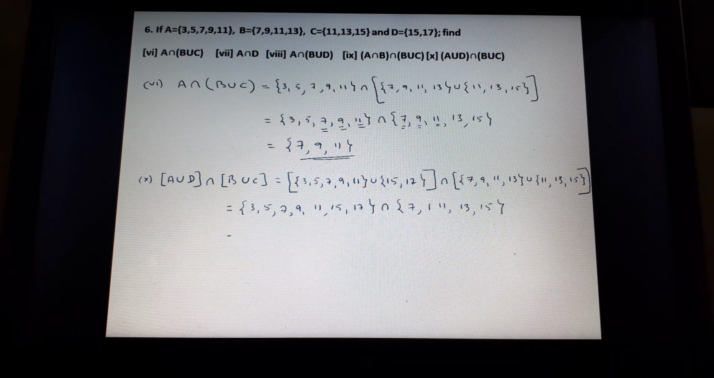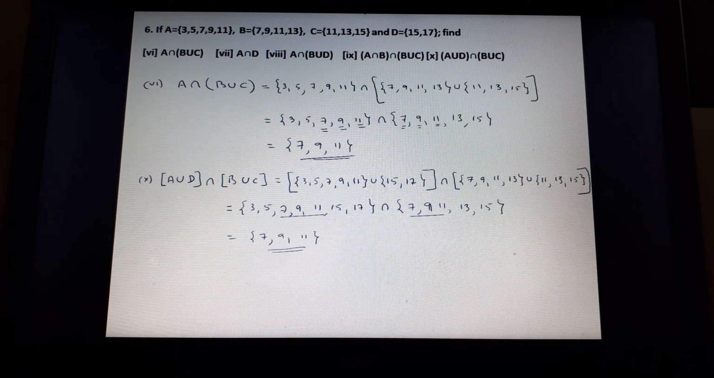So now the intersection, so 3 is not there, so what are the common elements? 7, 9, 11, so I have to write 7, 9 and 11. And there is an interesting property we have studied, A intersection B union C is A intersection B union A intersection C. If you find that, then also you will get the same thing. Here also see, of course, by chance you are getting this one, A union D and B union C. So this is the answer.